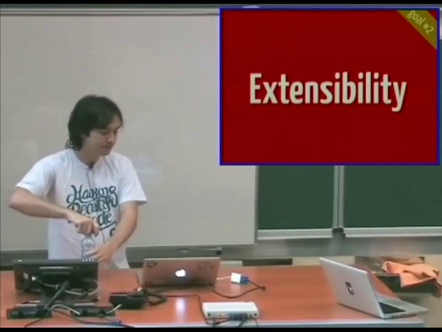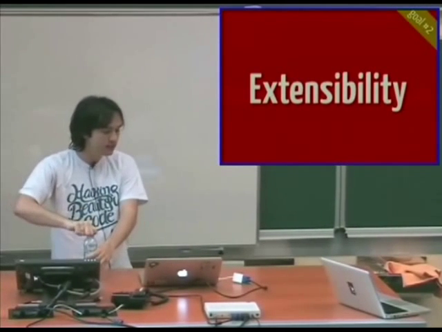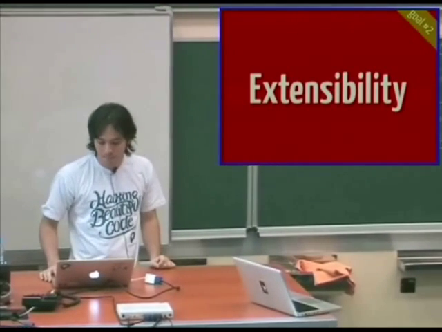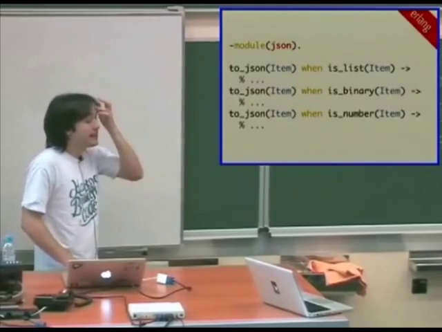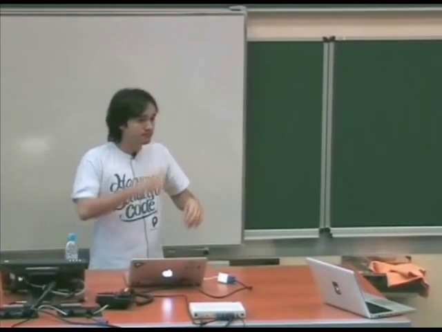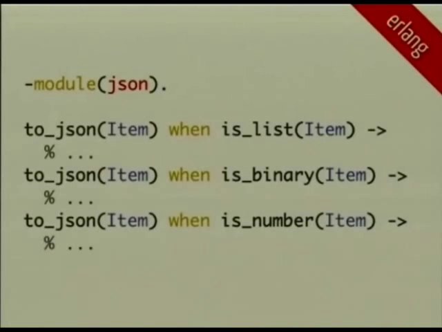The second goal is extensibility. And this one is a critique more directed at Erlang. So this is some Erlang code. And here I'm defining a module JSON. And this module has a function to_json that needs to convert an item to its JSON representation. So you can see here that we have many clauses, like when this item is a list, here's how we convert a list to JSON. When this item is a binary, here's how we convert binaries to JSON. And that's how you go, right?